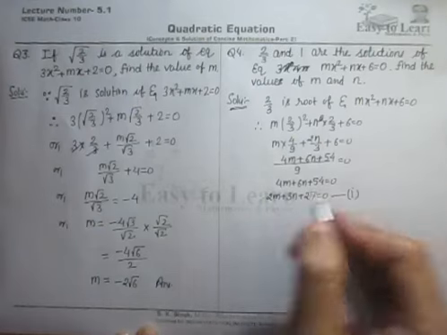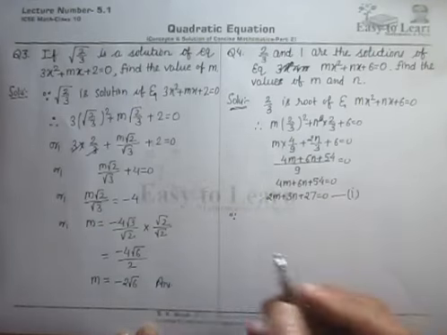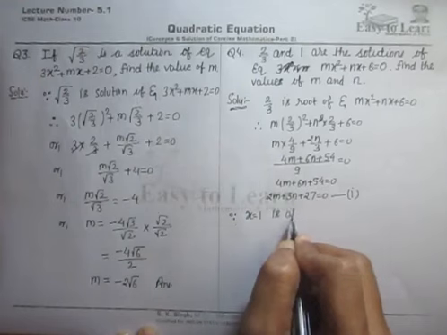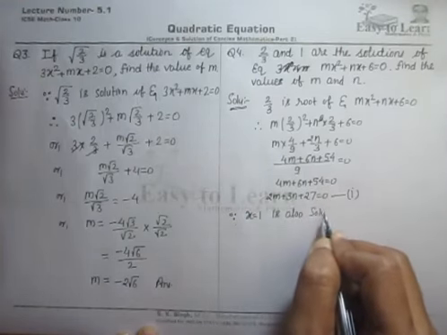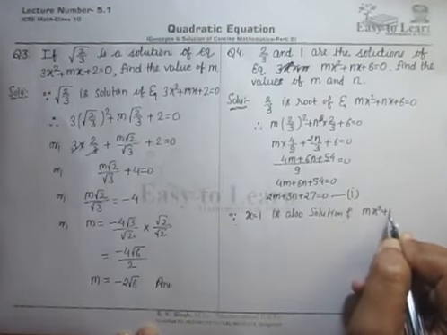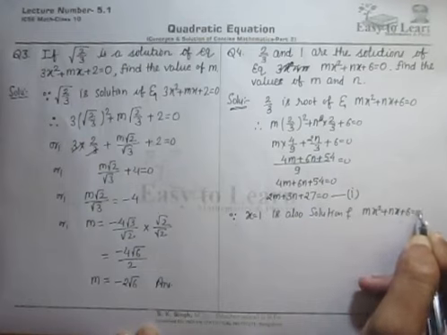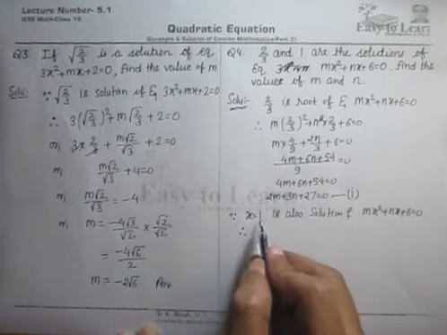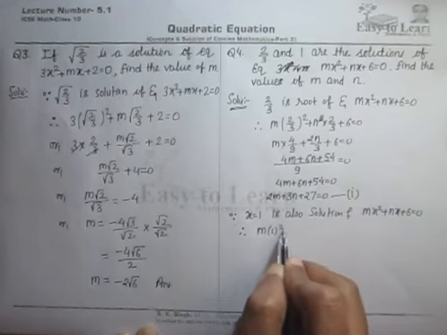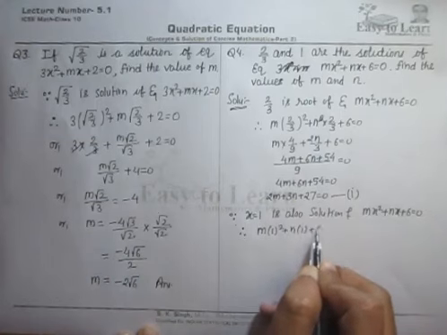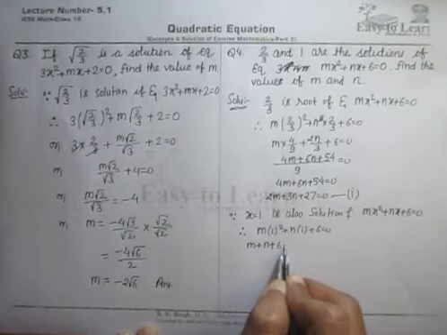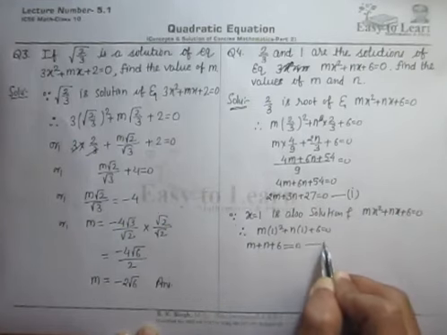Now similarly, since x = 1 is also a solution of the equation mx² + nx + 6 = 0, it means this value of x will satisfy this equation. So m × 1² + n × 1 + 6 = 0. So we will get m + n + 6 = 0. This is equation number 2.